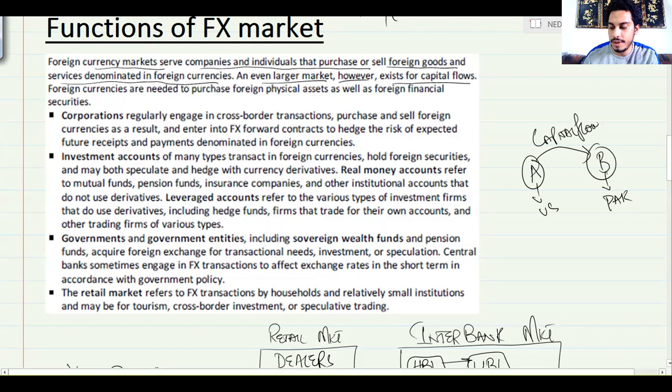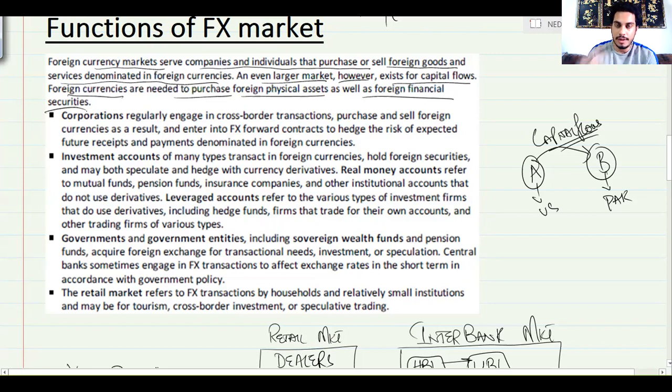Obviously, to invest money, you need an exchange market, because they can only invest in Pakistan in PKR. They cannot invest in dollars. Hence, they need an exchange. That role is also being played. That is called capital flows. Foreign currencies are needed to purchase foreign physical assets as well as foreign financial securities, as I just told you.